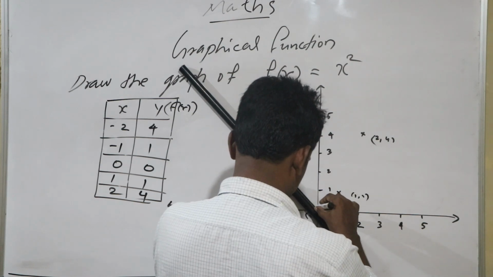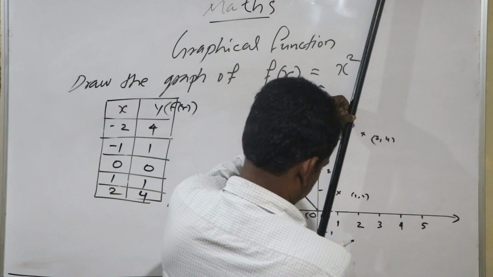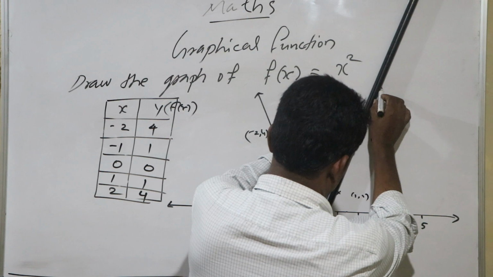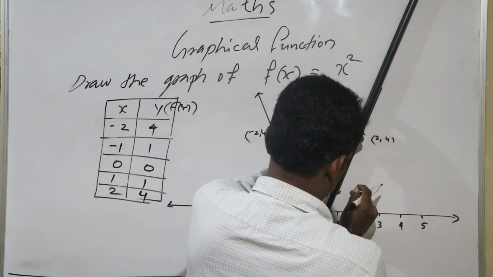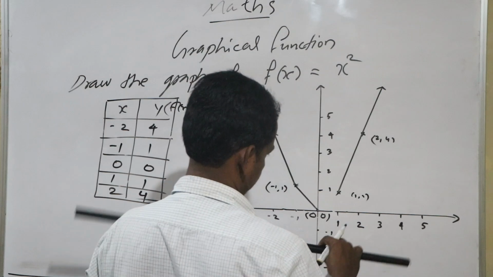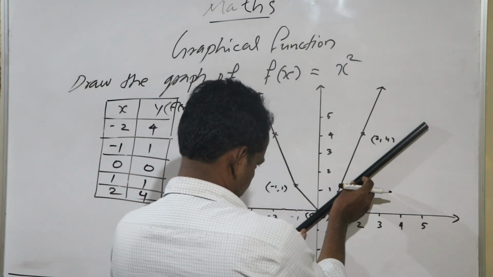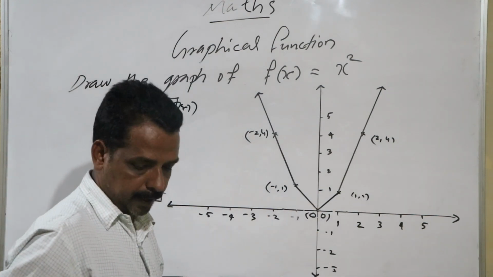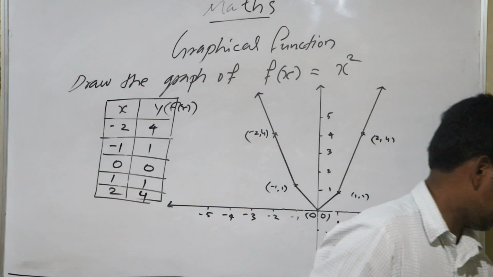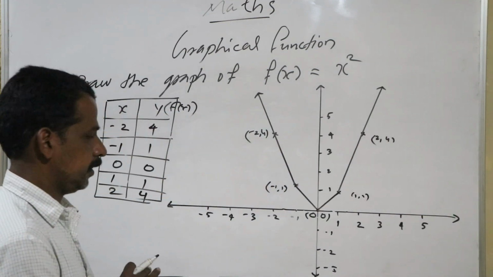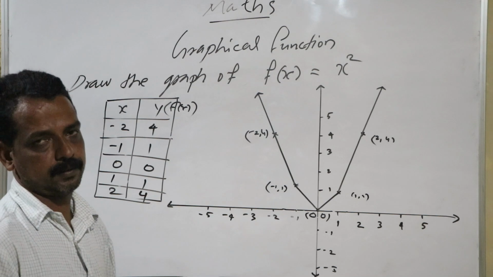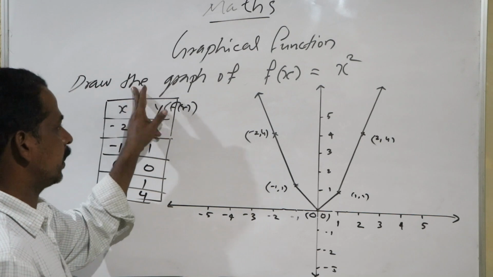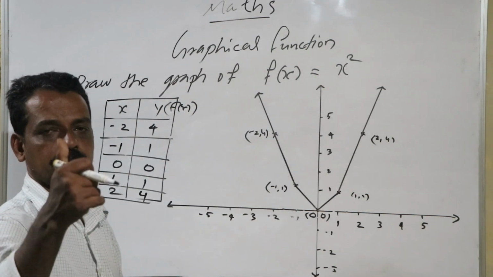How do we solve this problem? At first, we pick out five x elements. Then we find the ordered pairs of those x elements. And then we mark each point. Then we join the points with a line like this. Okay, this is the graph of f(x) = x squared.